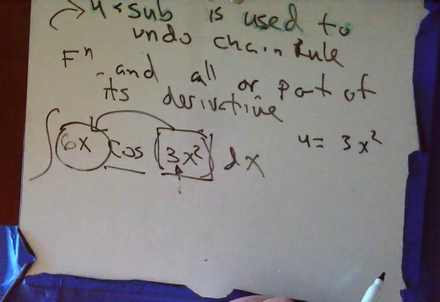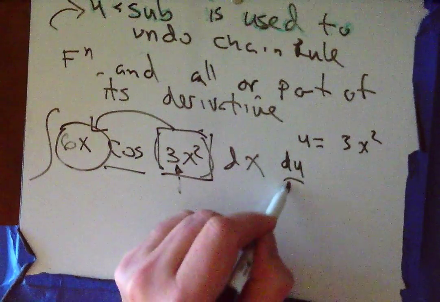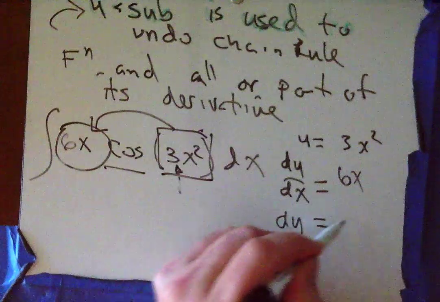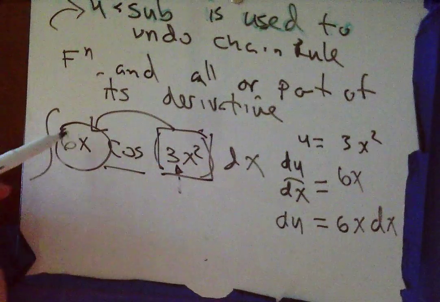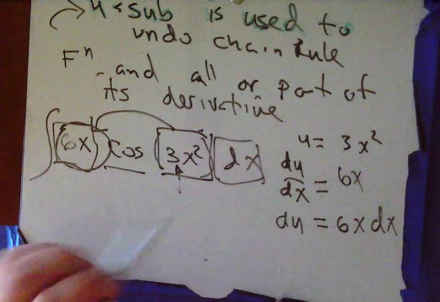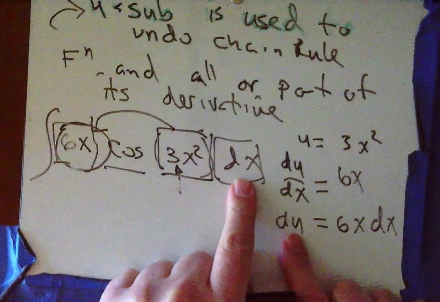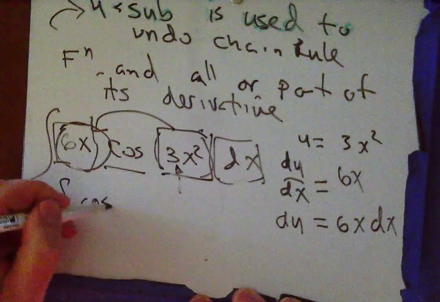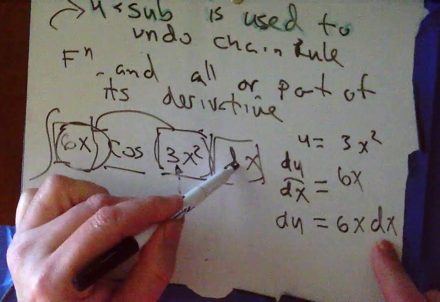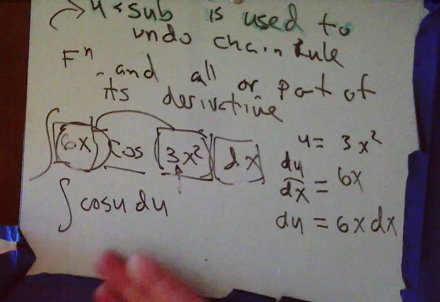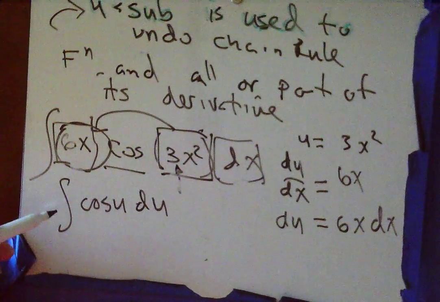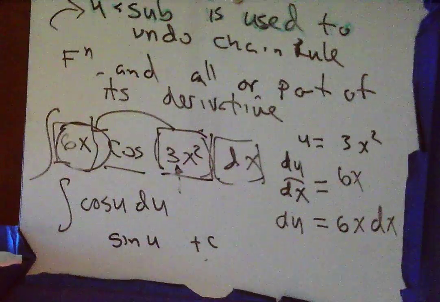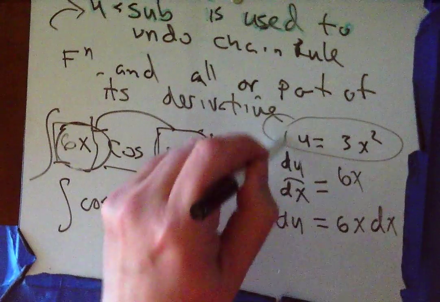U equals 3x squared. If I take the derivative of both sides with respect to x, I get du dx equals 6x. Or du equals 6x dx. So now look, I've got a 6x and a dx. 6x dx is replaced by du. And 3x squared is u. And so my integral becomes cosine u, and then 6x dx is du. Well, there it is. And so what's the antiderivative for this? Well, I know the antiderivative of cosine of u will be sine u plus a constant. And what's our u? This is our u.